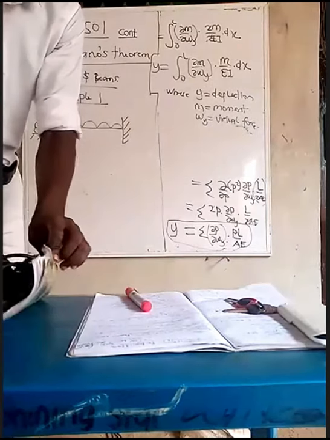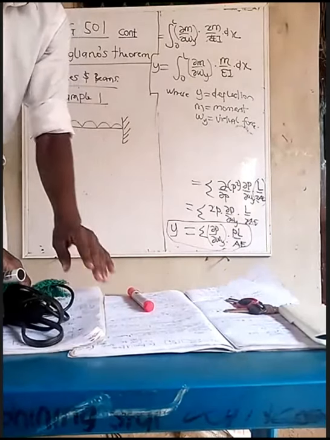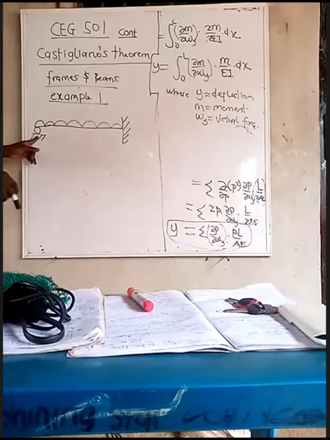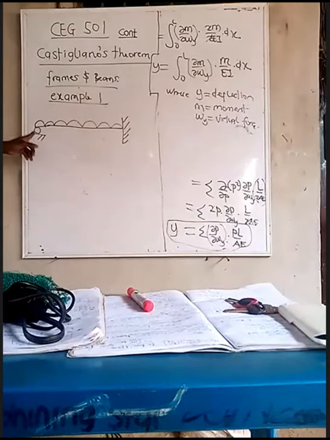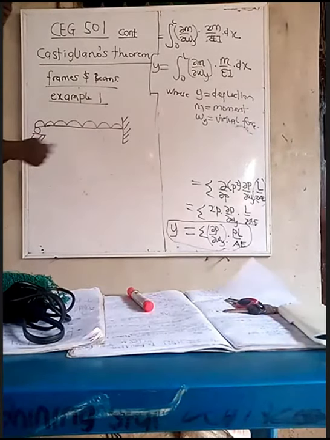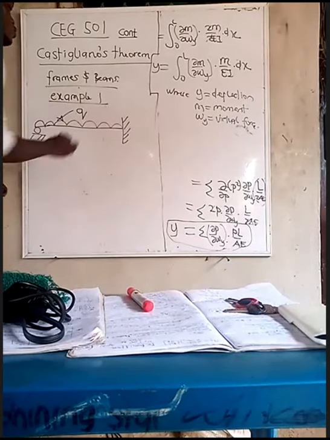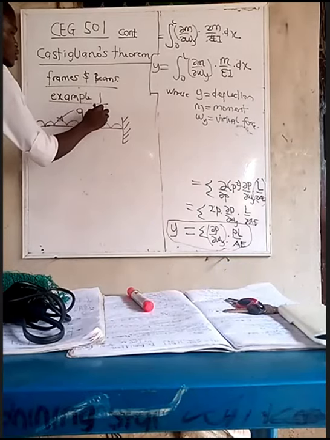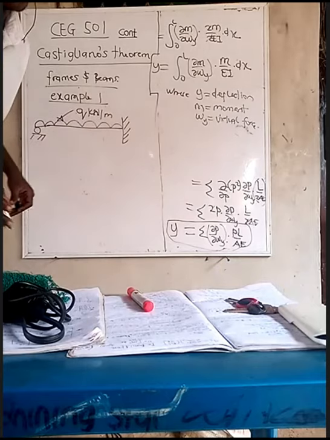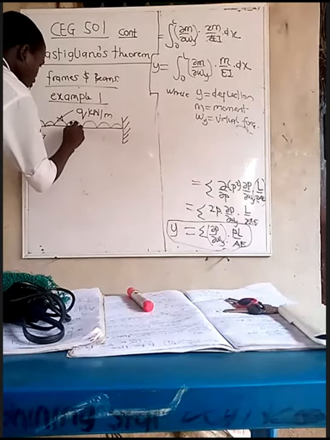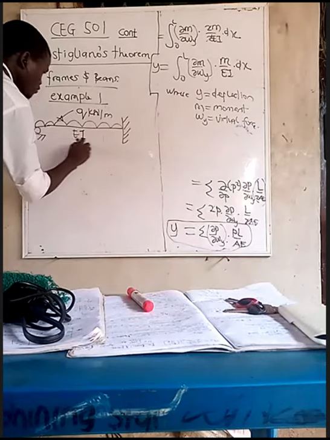So the question is, find the reaction at the propped support. This is what we call a propped support. Find the reaction at the propped support. If this is load Q kilonewton per meter, and we have EI, we have L.